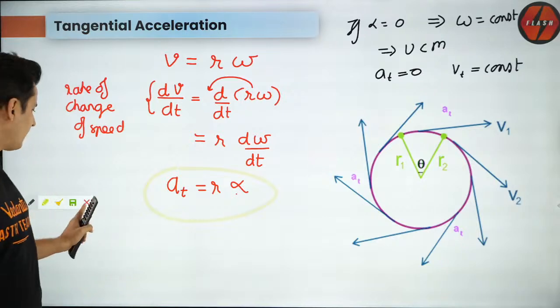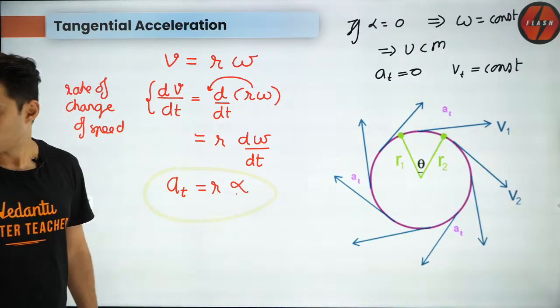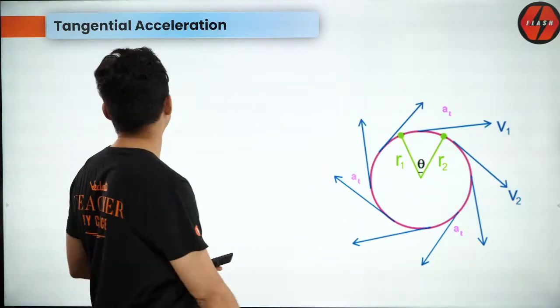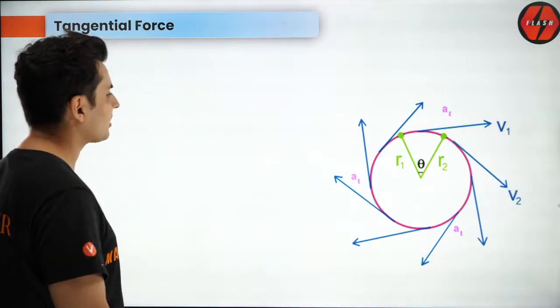Okay, is that clear, everyone? Can we go ahead? Very good, very good. Somebody is also putting a party symbol. Very good, guys. Okay, so that was tangential acceleration.